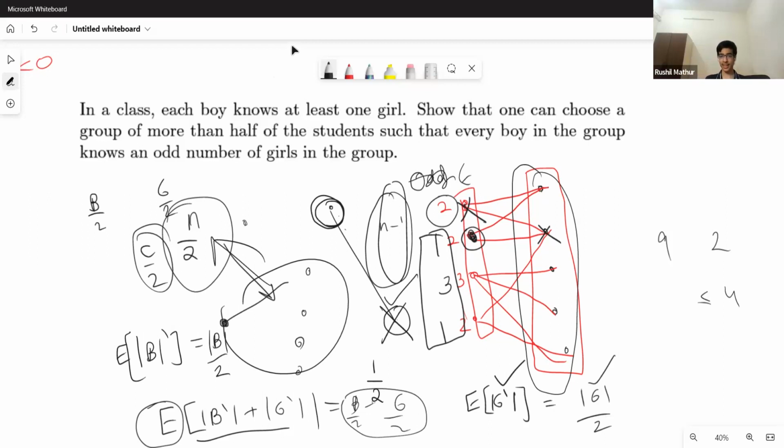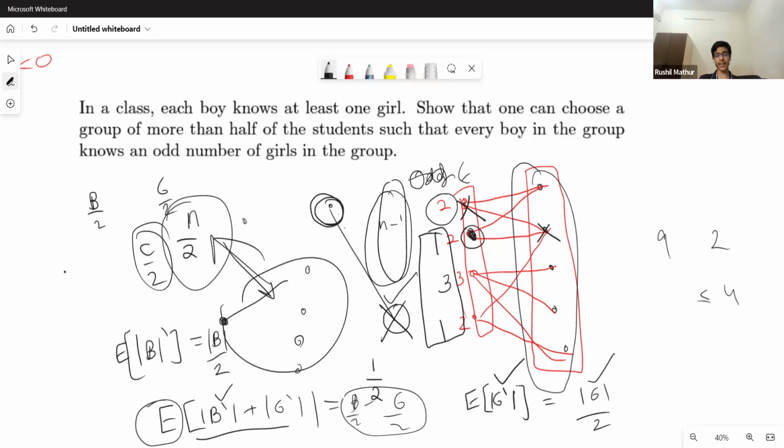Yeah, that's the basic idea of this question. Any doubts in this question? Because this is really cool, the fact that you can add them with linearity. And this is why it's so important to have a firm grasp of something like linearity of expectation.